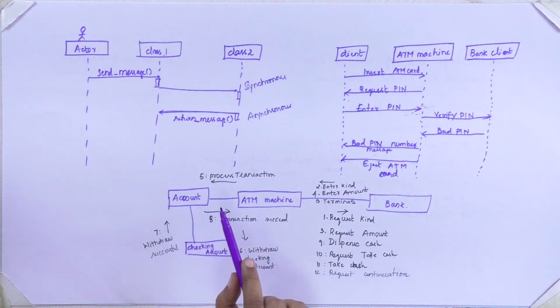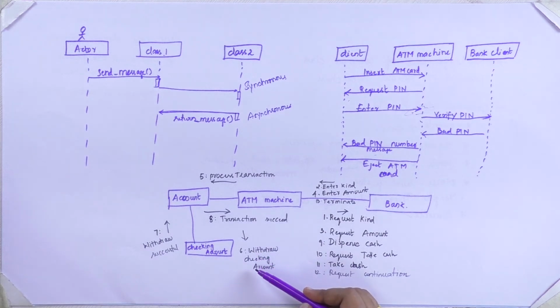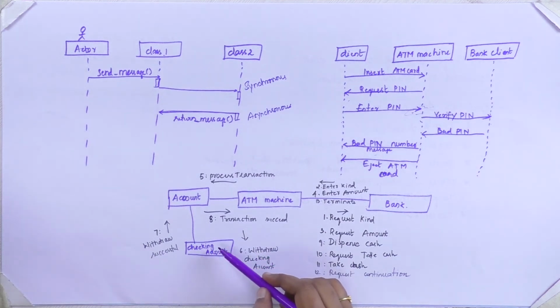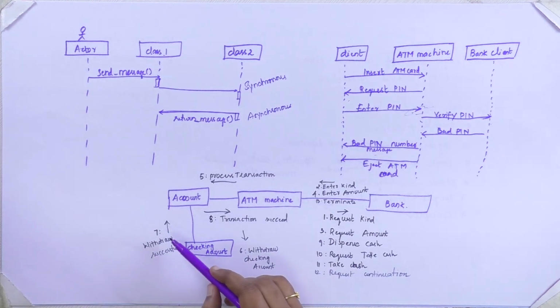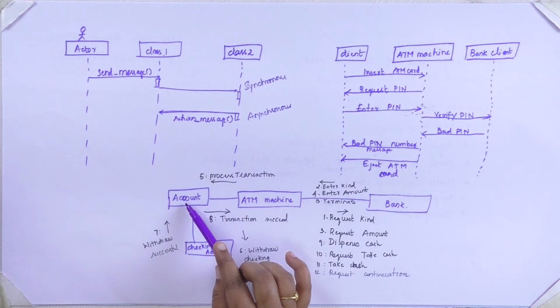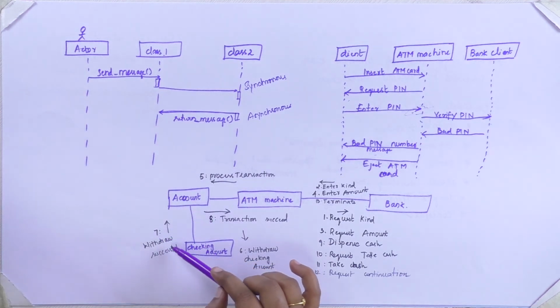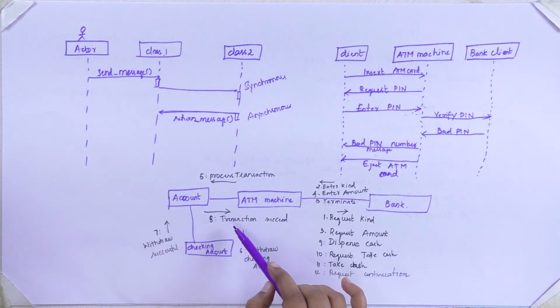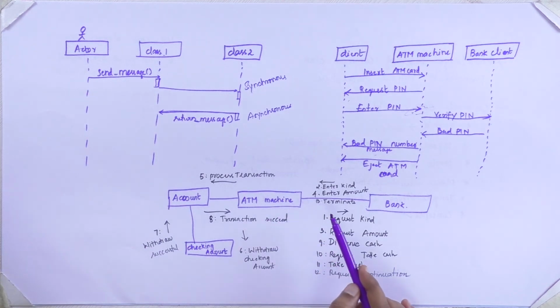After doing all these things, you will be withdrawing the checking amount. So if you are having withdrawal, the process will be taking place. The 7th step is successful completion of the withdrawal process. That message will be sent to the account class. After successful withdrawal, the account class will say the transaction is completed to the ATM machine.